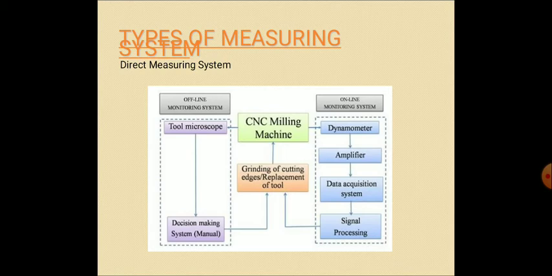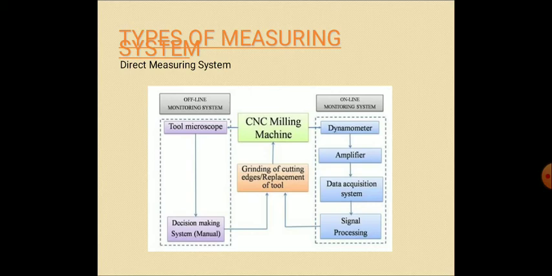So next comes the online monitoring system. In the online monitoring system we have the dynamometer, the amplifier, the data acquisition system and the signal processing. So what is this dynamometer? The dynamometer is a measurement device for both the thrust force of a control and the torque produced on the workpiece.